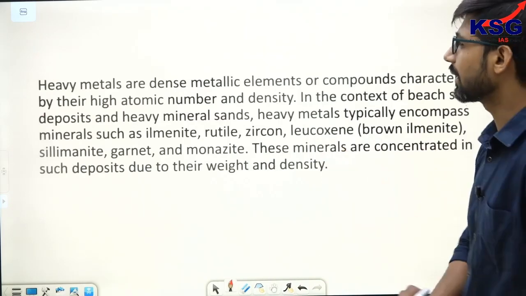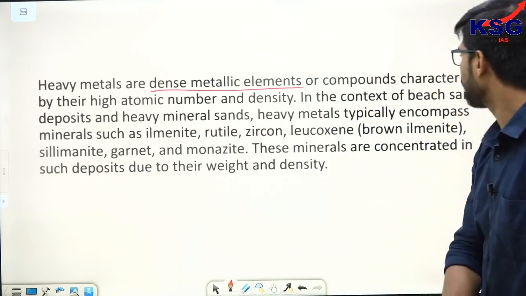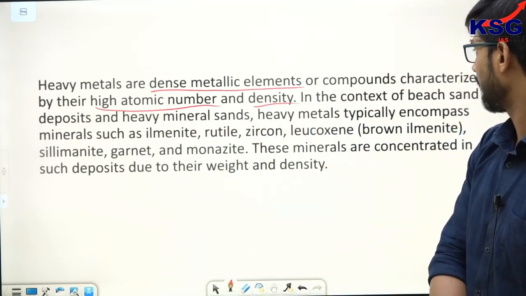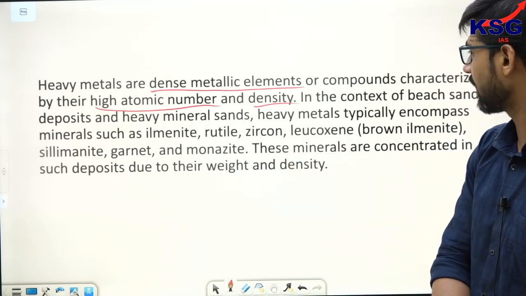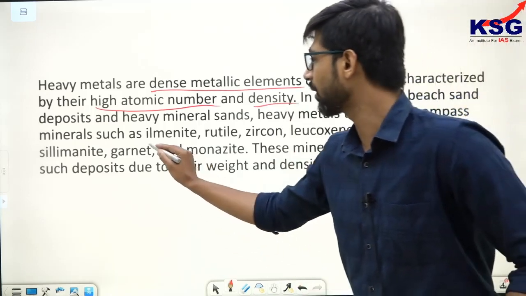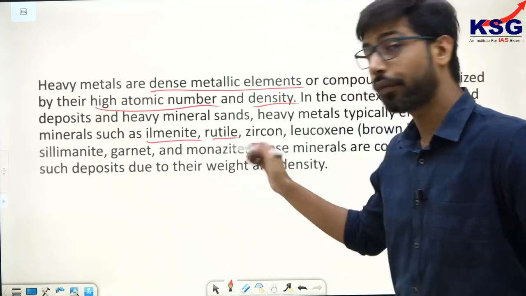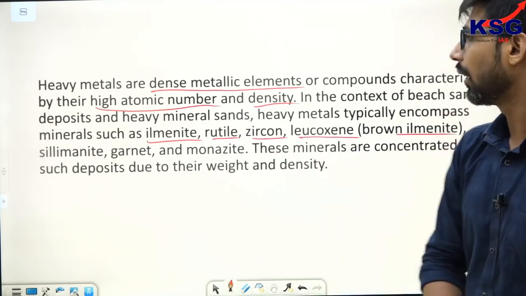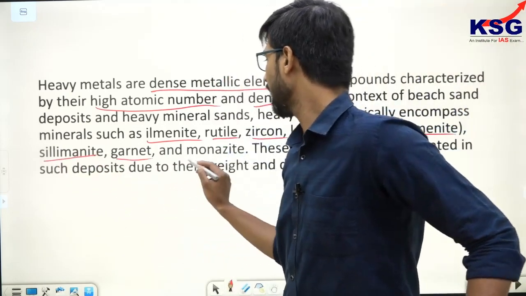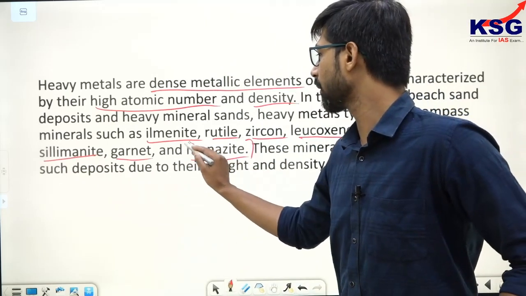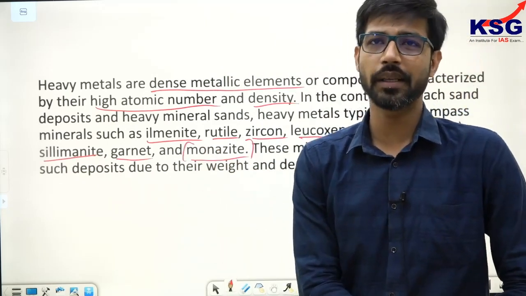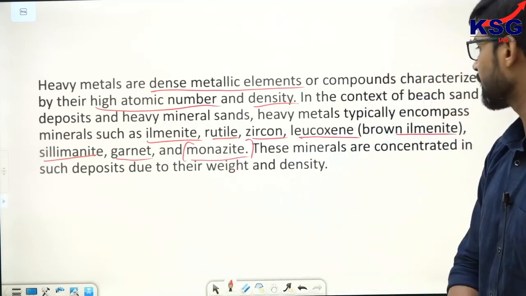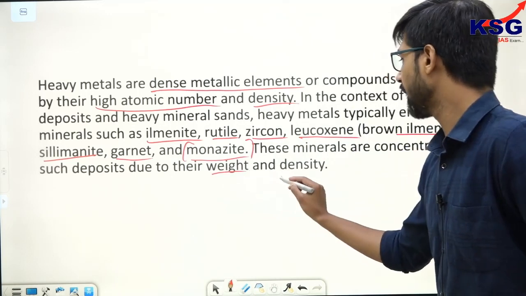What are heavy metals? These are dense metallic elements or compounds which are characterized by their high atomic number and high atomic density. In beach sand deposits and heavy mineral sands, these heavy metals typically encompass minerals such as ilmenite, rutile. For future reference, please remember zircon, leucoxene, that is brown ilmenite, sillimanite, garnet, as well as monazite. India has a substantial deposit of monazite. There is a specific place called monazite sands in Kerala, wherein these deposits are seen. These minerals are concentrated in such deposits due to their heavy weight as well as high density.